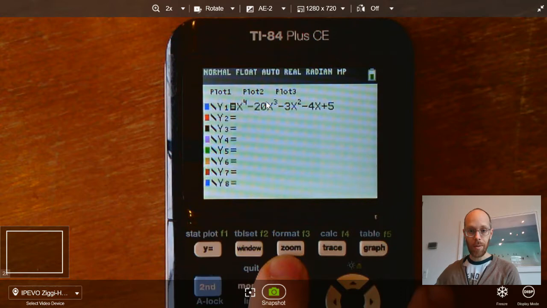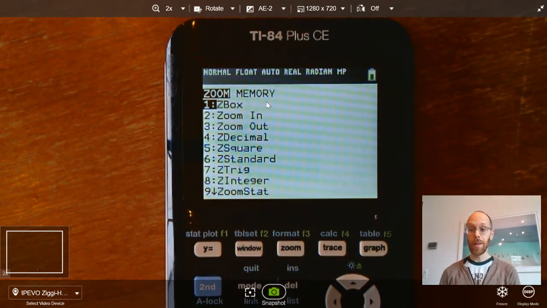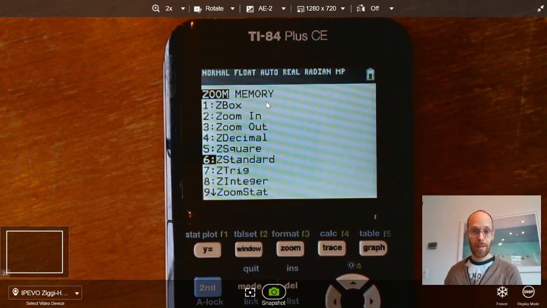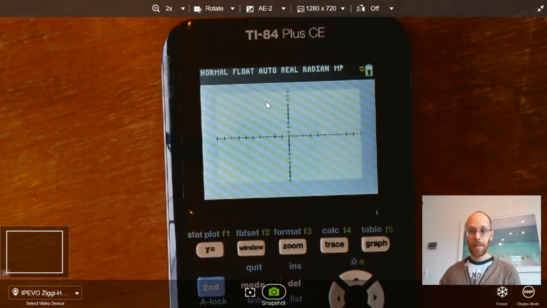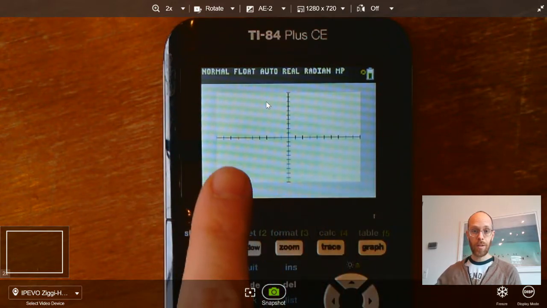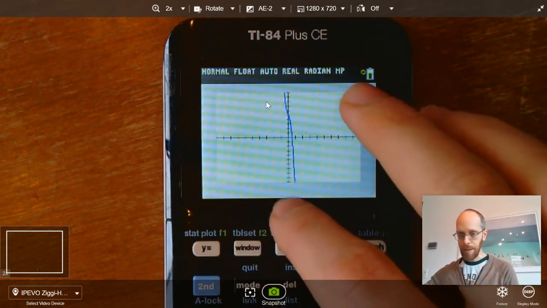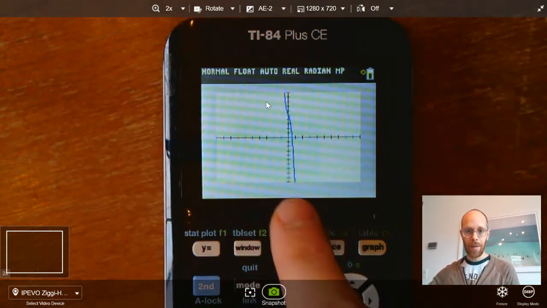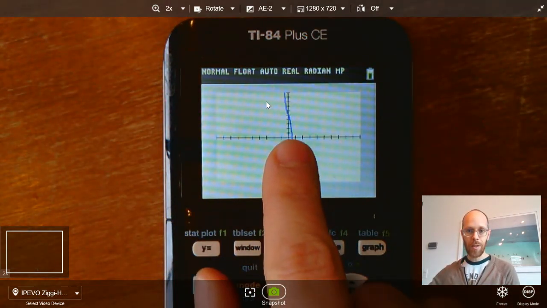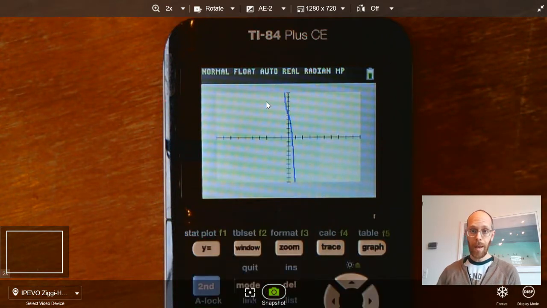I always like to start by doing this. The zoom button will set a window for you. So I'm going to hit zoom, and then I'm going to hit Z standard. What Z standard is going to do is give us a window that looks just like what you see right here. X is going to go from -10 to 10. Y is going to go from -10 to 10. There's our function. Now I see a 0 right there, and let me show you how to find that.